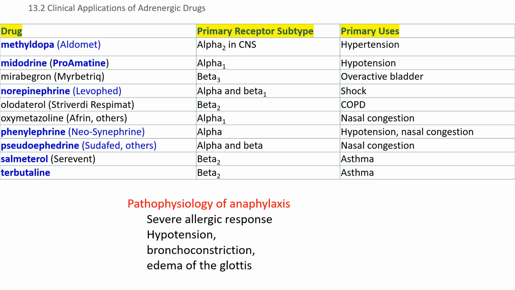Terbutaline is a beta 2 agonist, as is salmeterol. So beta 2 agonists are good for patients with asthma and COPD. They are breathing treatments.